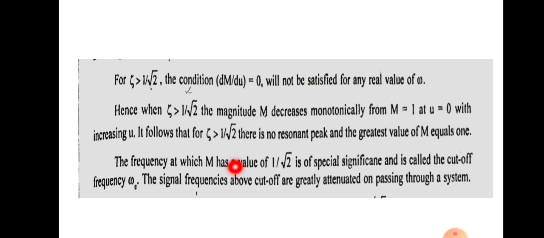So the frequency at which M has a value of 1 by root 2 is of special significance and is called the cutoff frequency, indicated by omega c. Signal frequencies above this cutoff frequency are greatly attenuated on passing through the system.